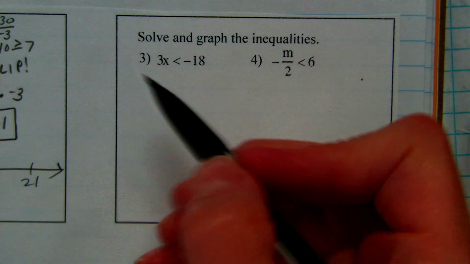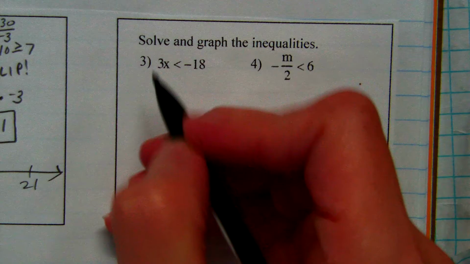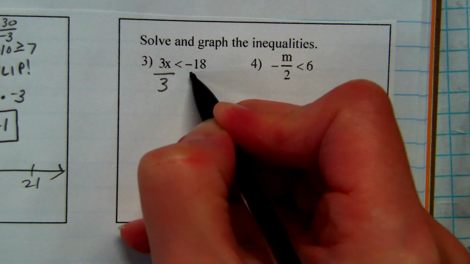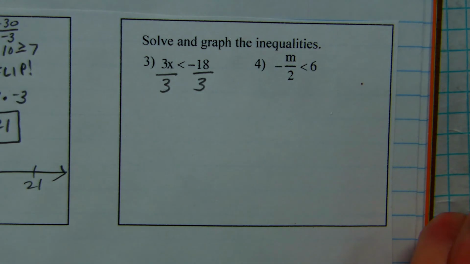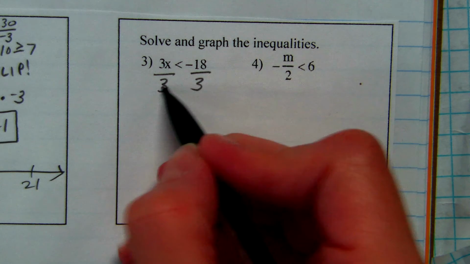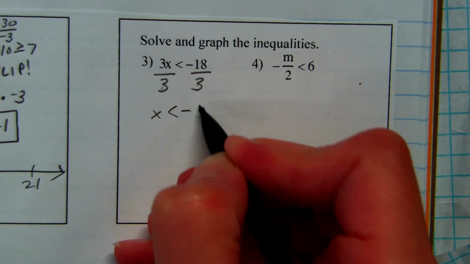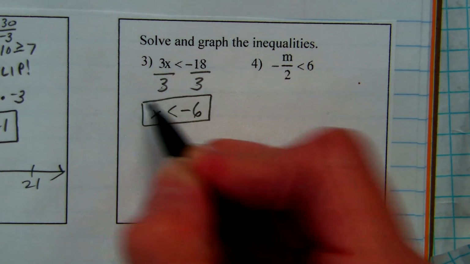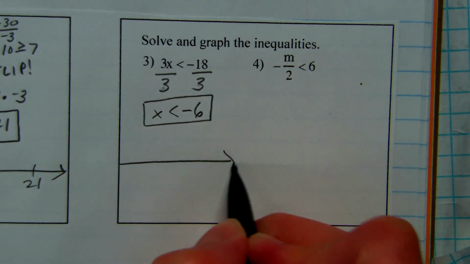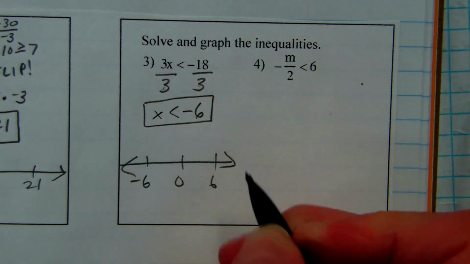All right, so on number 3, what do we do to solve for x? Divide. So we're going to divide by 3. Now I'm dividing by positive 3. Do I need to flip it? No, because this is positive 3. This is positive, it's staying positive, this is negative, it's going to stay negative. And then on my number line, I'm just going to pick a couple of numbers.